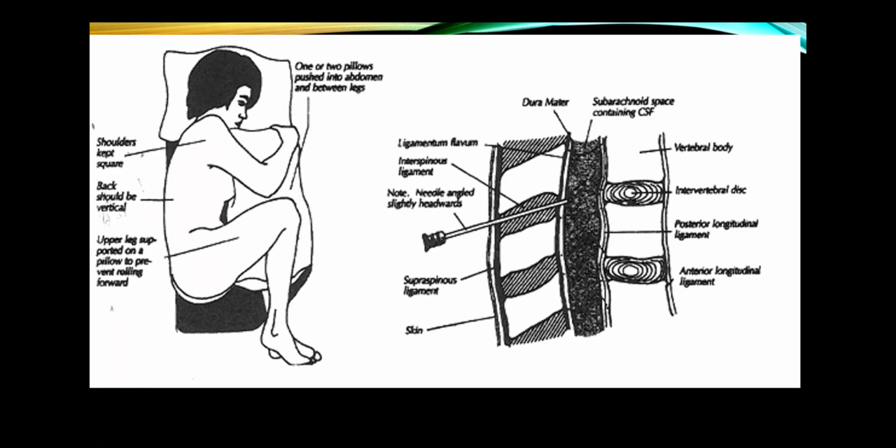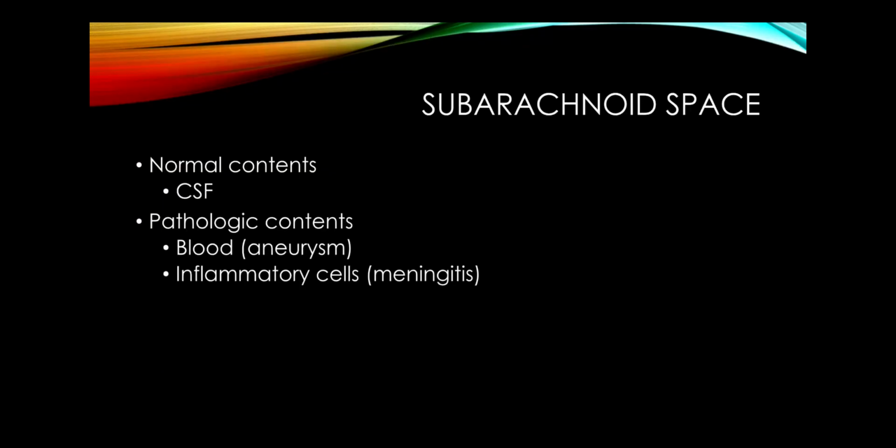We have the patient curl up like this, which tends to open up that space a little bit so we can get the needle in. And so, if you are able to identify that L4, L5 space, you know you're far below the end of the spinal cord, so you don't need to worry about hitting the spinal cord when you do a lumbar puncture.